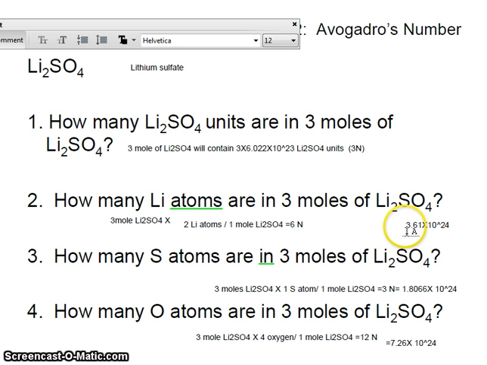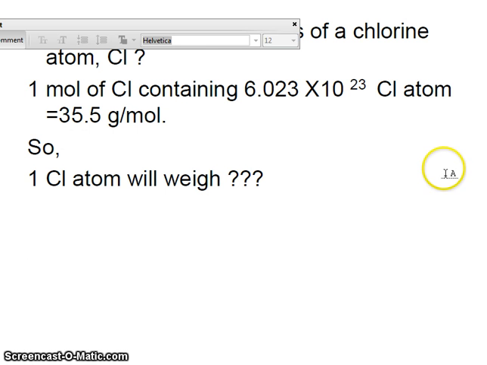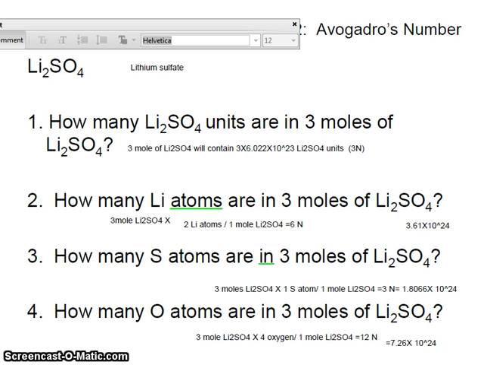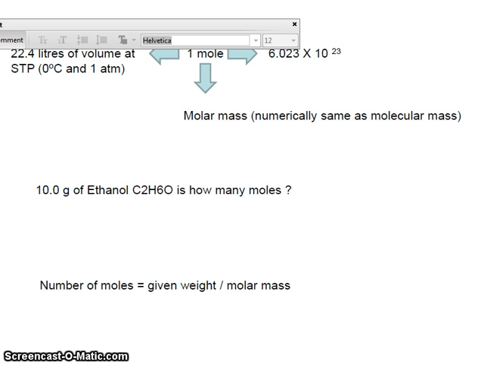The numbers I'm getting are to the tune of 3.61 times 10 to the 24 for the case of lithium, 1.81 times 10 to the power of 24 for the case of sulfur, and 7.26 times 10 to the 24 for the case of oxygen. So you can calculate these in your own time and compare if you're getting ballpark the same range, so that you know what the correct answers are.